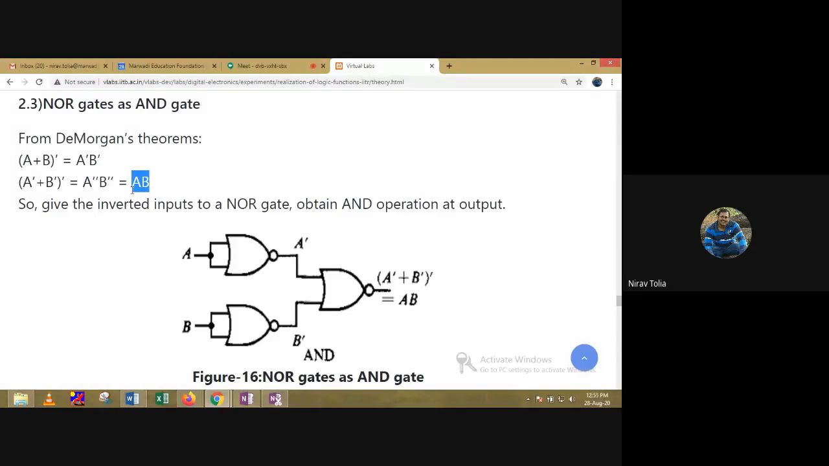So again, A into B is the equation of the AND gate. Okay.